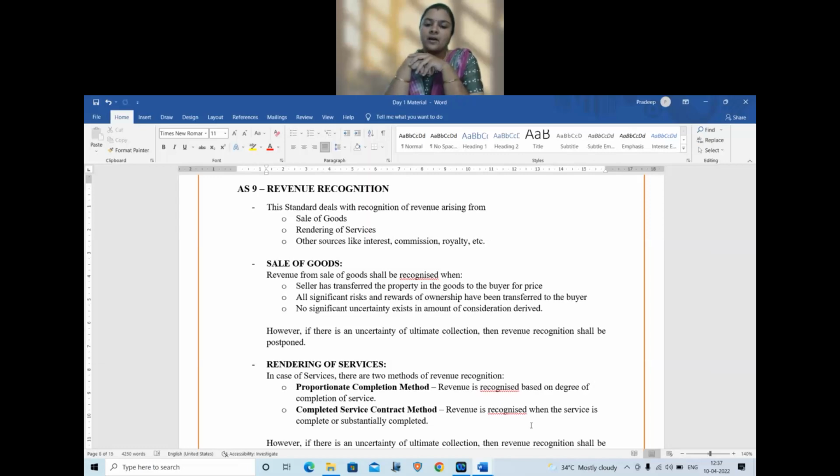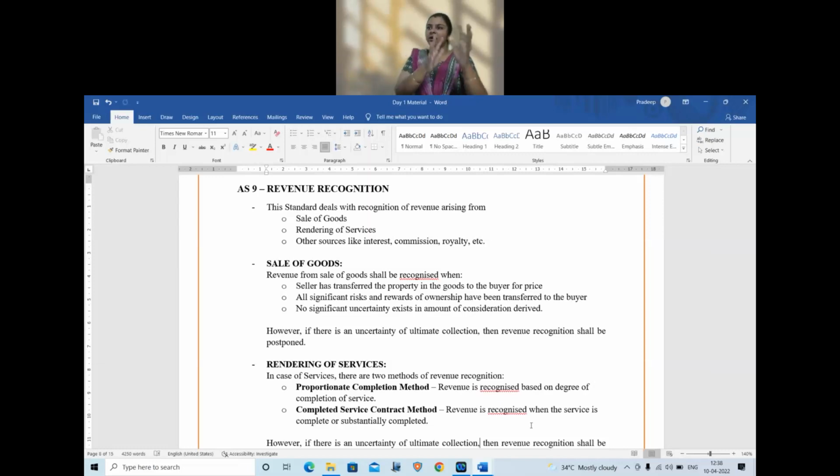Okay. Now, what is revenue recognition speaking? It is going to say how and when revenue has to be recognized in case of entities. So, revenue is broadly categorized into three forms. Any revenue from sale of goods. Second, any revenue from services. And third, any other revenue like interest, commission, royalty, dividends, whatever it is.